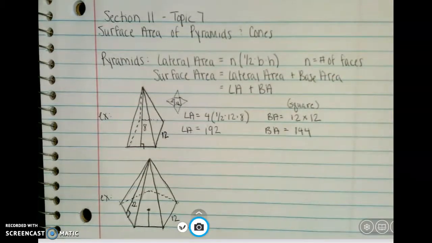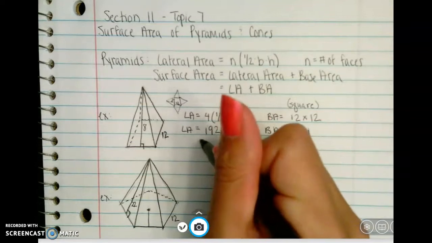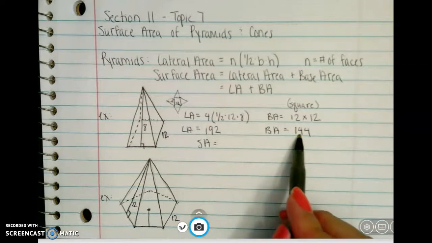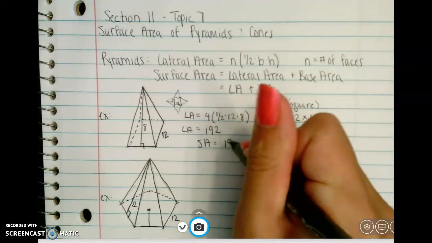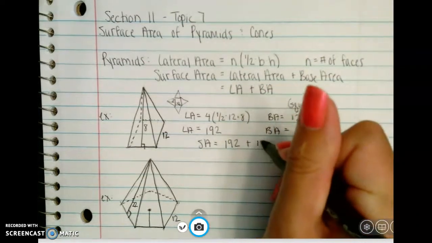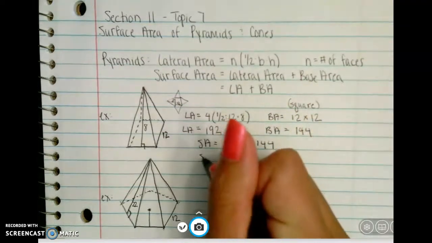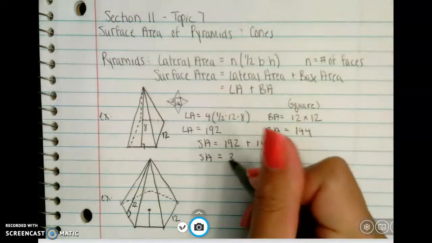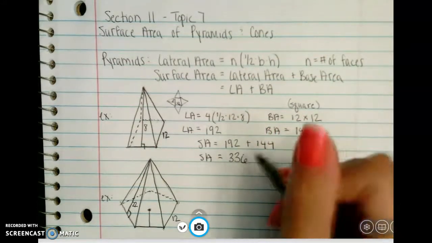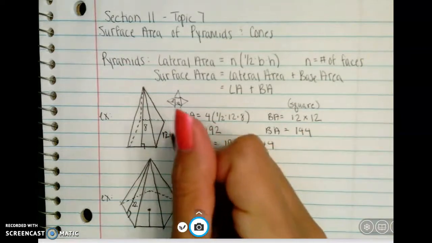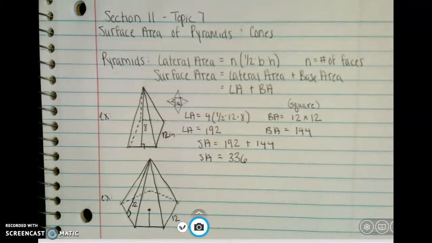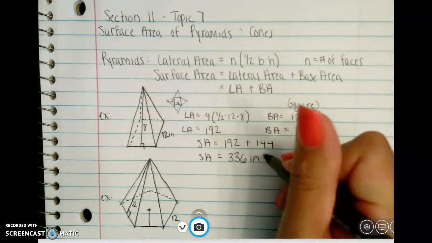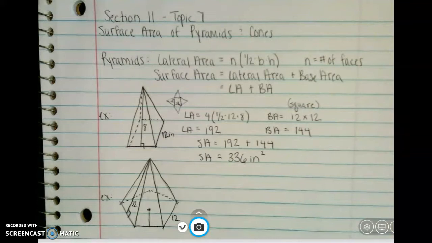So lastly, the surface area brings everything together. Surface area is the lateral area plus the base area. So surface area for this problem is 336. And whatever it is, if it's inches, units, whatever, area is in squared. So units, this time we're going to use inches squared.